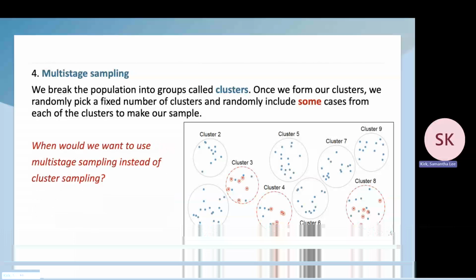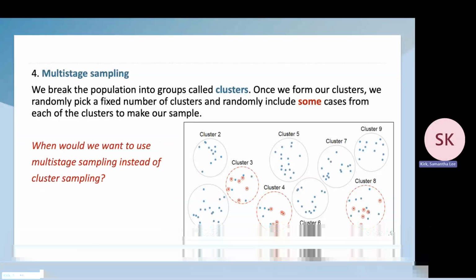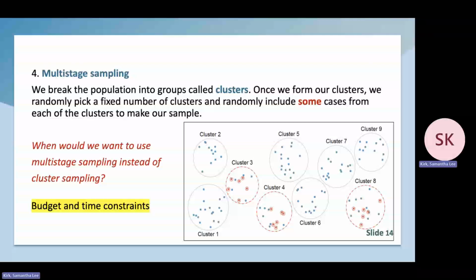When would we want to use multi-stage sampling instead of cluster sampling? That's when we have budget and time constraints, especially if our population is very large and the clusters themselves are going to be very large. We wouldn't want to take everybody in the cluster. So we would want to use multi-stage sampling instead.